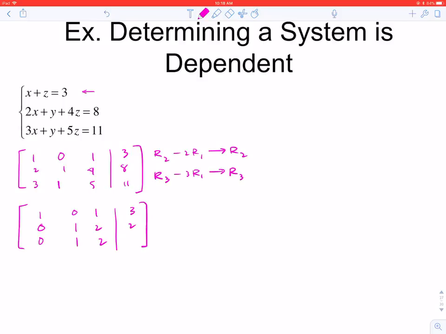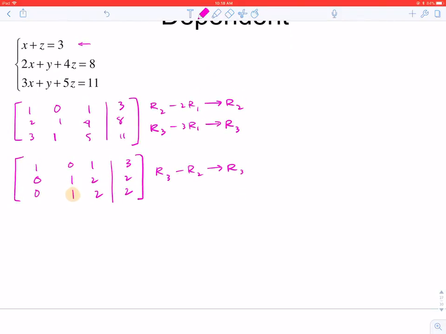Wait, 5 minus 3 times 1 is 2. Yes. Okay, and then 11 minus 3 times 3 is also 2. Okay. So if we were to try and use row 2 to help us make the element in column 2 and row 3 0, if we did row 3 minus row 2, we can see what's going to happen.